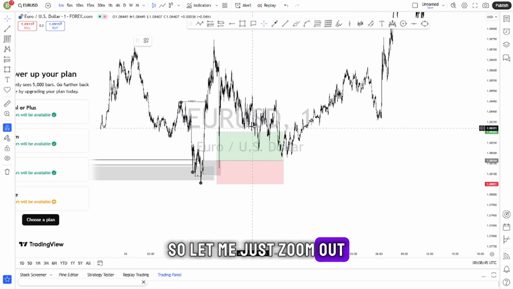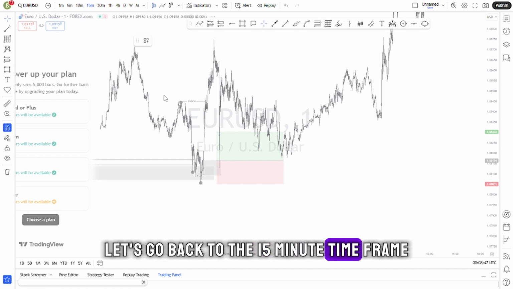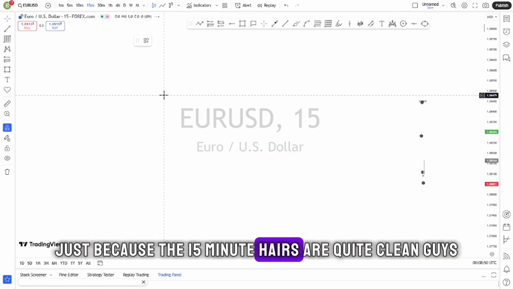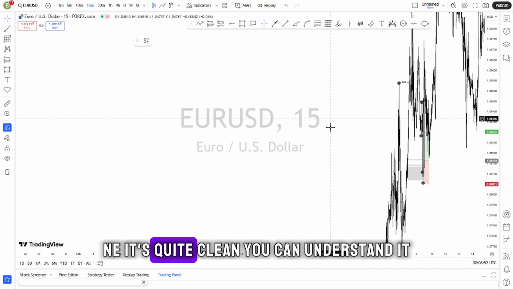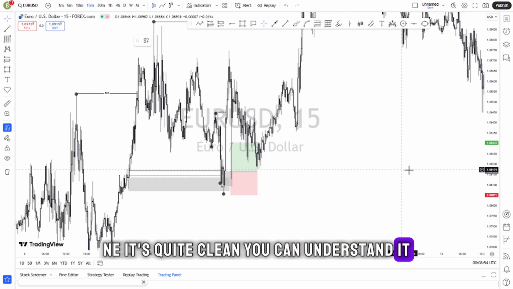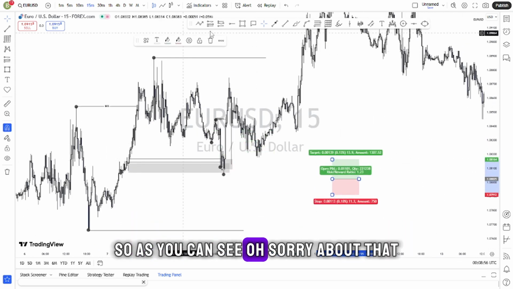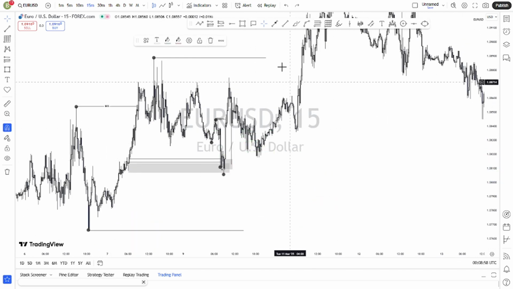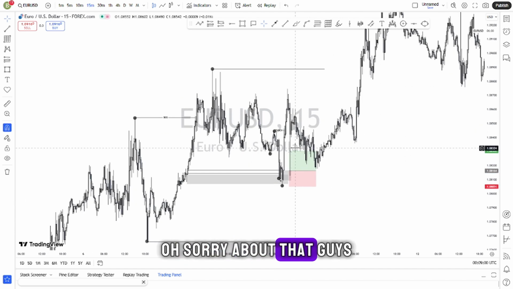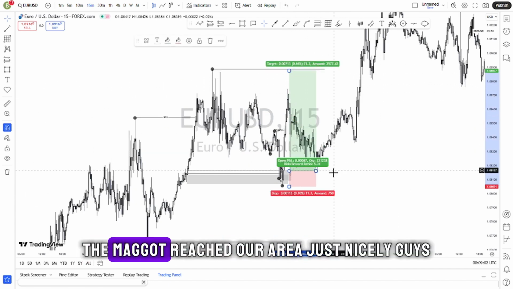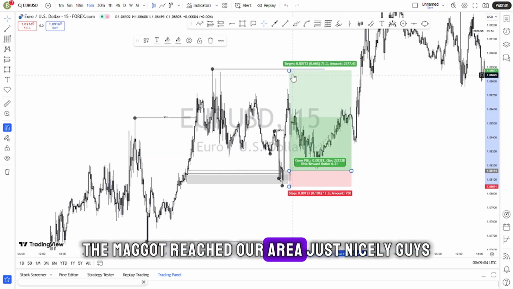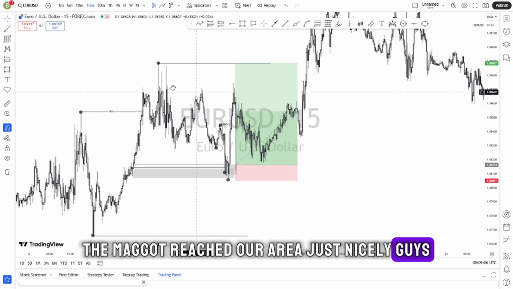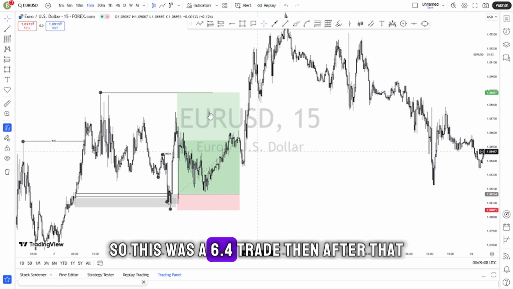So let me just zoom out. Let's go back to the 15-minute time frame, just because the 15-minute is quite clean, guys. You can understand it. So as you can see, sorry about that, guys, the market reached our area just nicely. So this was a 6.4 trade.